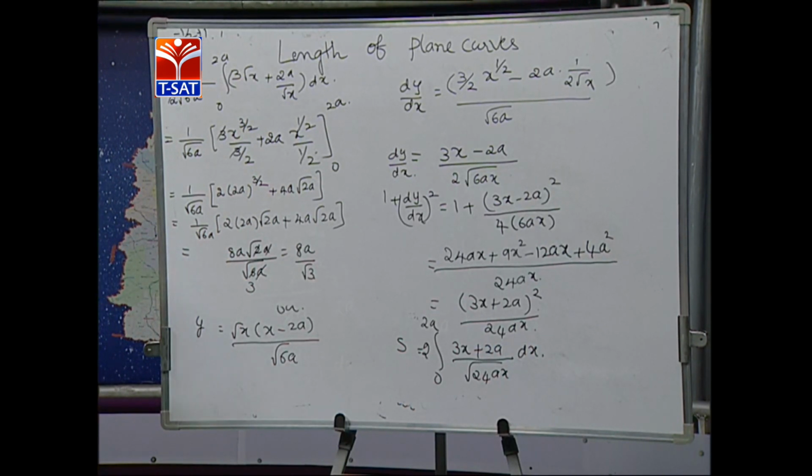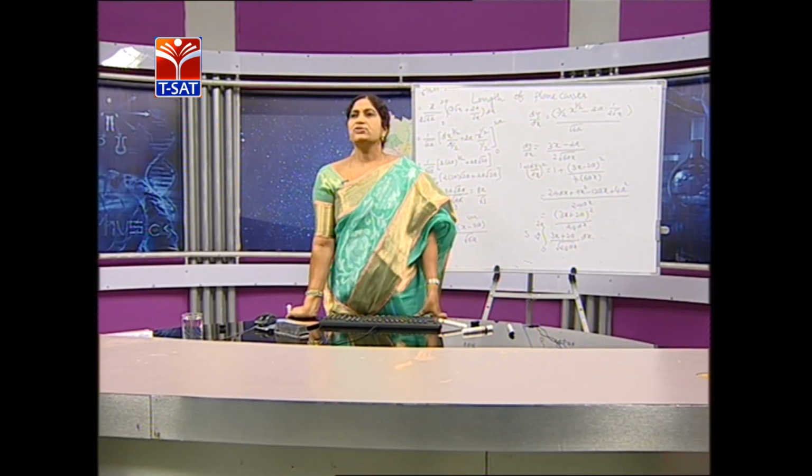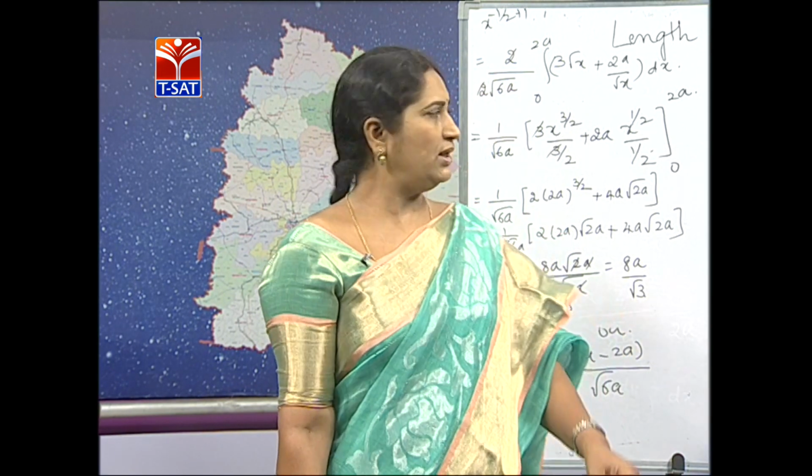So what is the given equation? The given equation is 6ay² equals x into (x minus 2a)². So we need to find the whole length of the loop. Because the loop is symmetric about the x axis, instead of finding the total length, we find only the part OA. As x varies from 0 to 2a, what is the length of the curve? S is equal to the integral from 0 to 2a of the square root of 1 plus (dy/dx)² into dx.